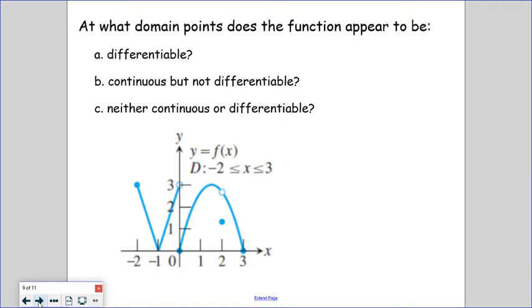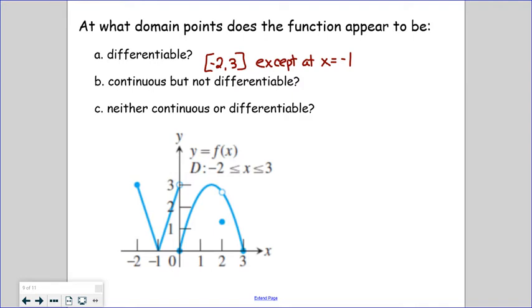Is there anywhere that it has a corner? Yes, so that would be one place that it is not differentiable. So it is differentiable on its domain from, what is that, -2 to 3, except, and we're going to find the places it's not. There is a corner at -1. Okay. Next one, are there any cusps in that picture?